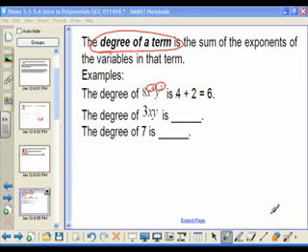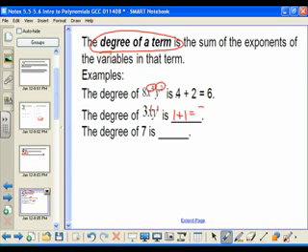So remember, x to the first, y to the first. Those are both to the first power, so that'd be 1 plus 1 or 2, the degree of the term of that one.